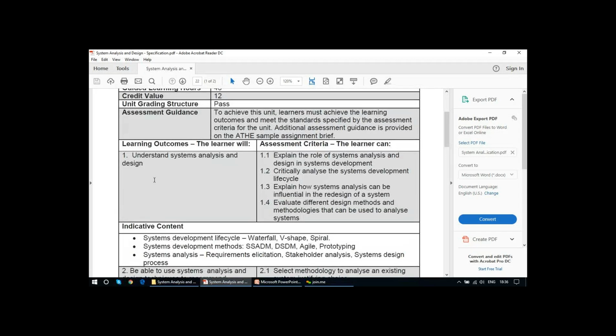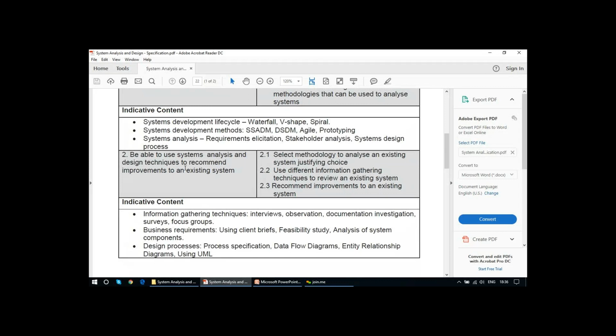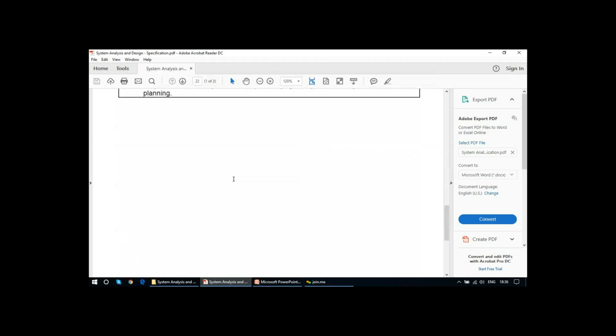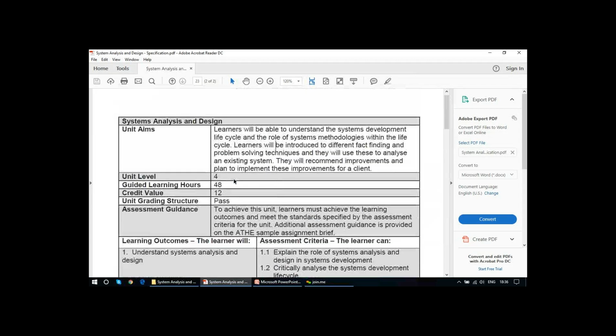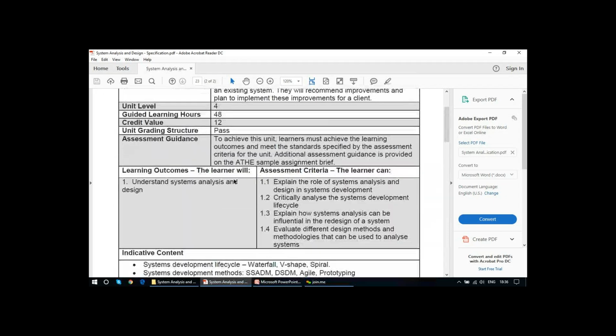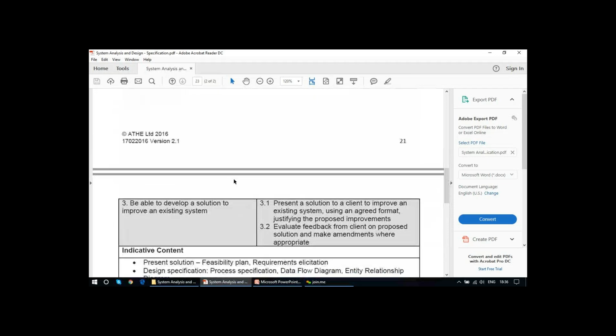Learning outcome one is to understand system analysis and design, two is to be able to use systems analysis and design techniques to recommend improvements to an existing system, and third is to develop a solution to improve an existing system. So before I start, do you have any idea of system analysis and design?